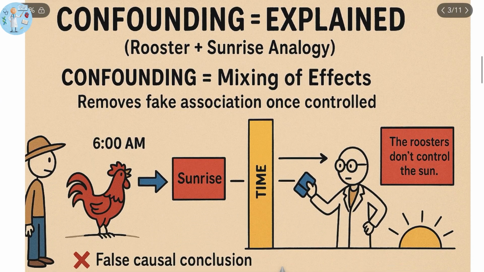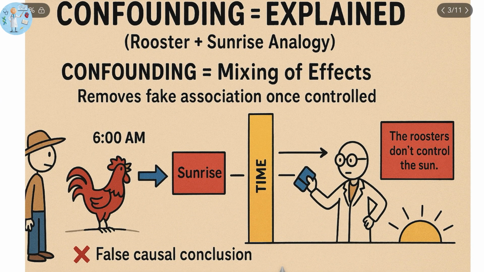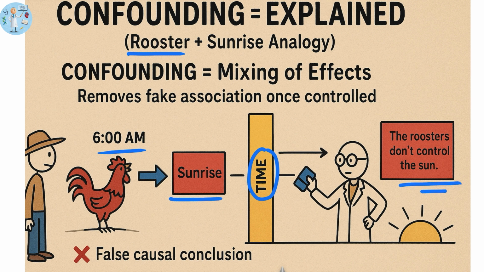The classic analogy for this, and it really sticks in your head, is the rooster. You know, you see a rooster crowing at 6 a.m., and a few moments later, the sun rises. Right. If you didn't know any better, you'd think, wow, that rooster makes the sun come up. The crowing causes the sunrise. But the confounder here is just time. They both happen at 6 a.m. They're associated in time, but one has absolutely zero causal link to the other.